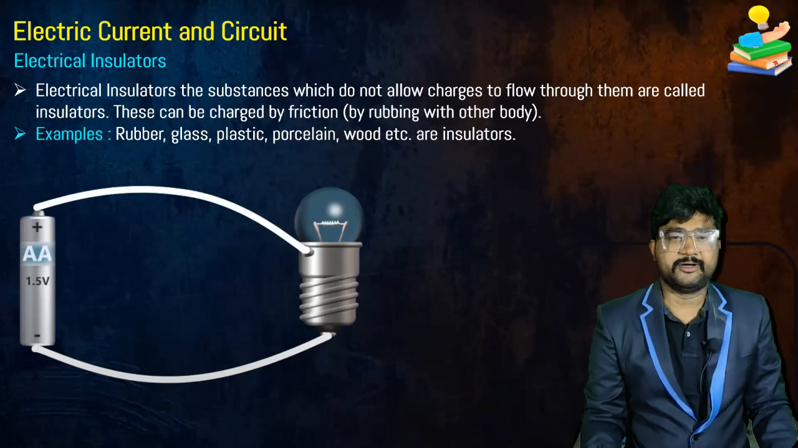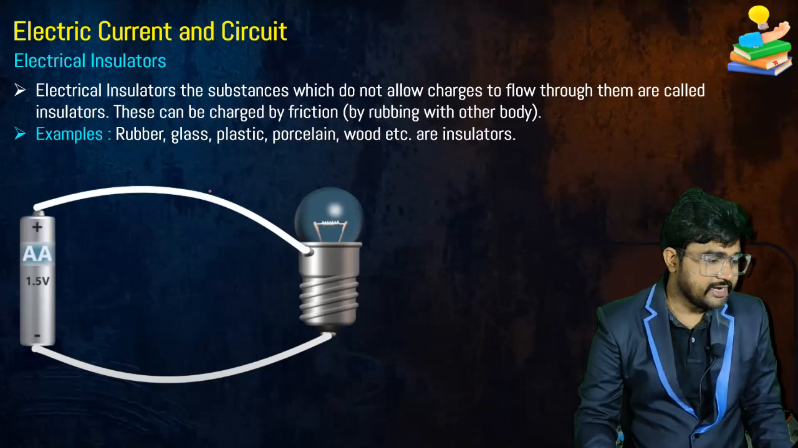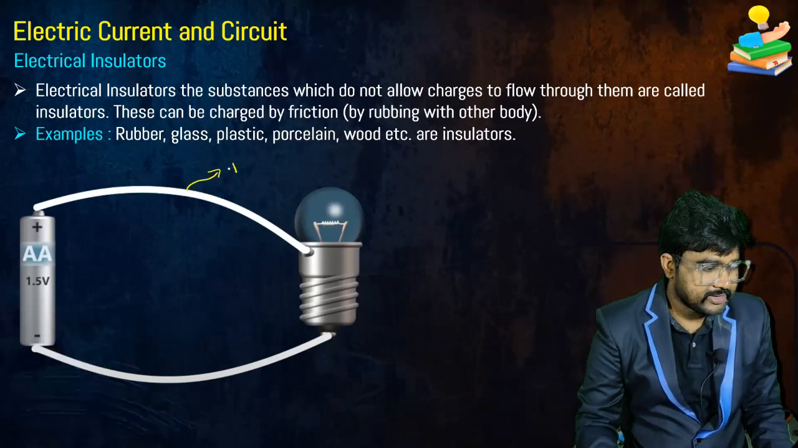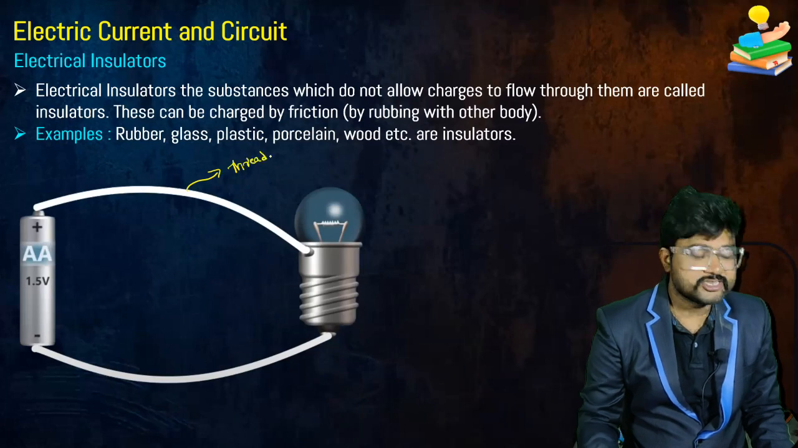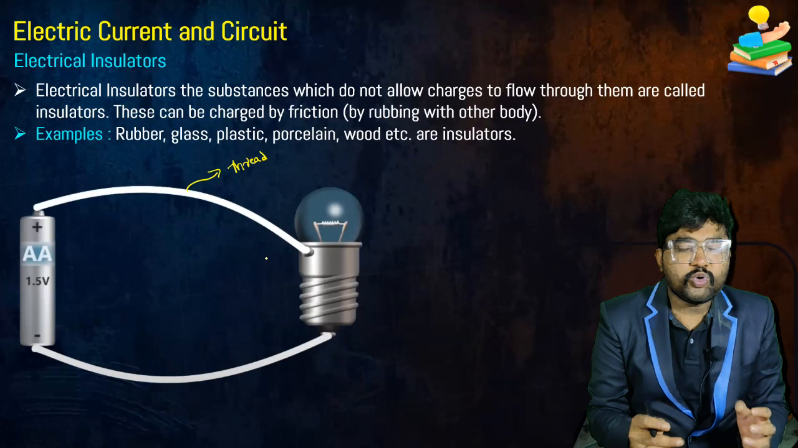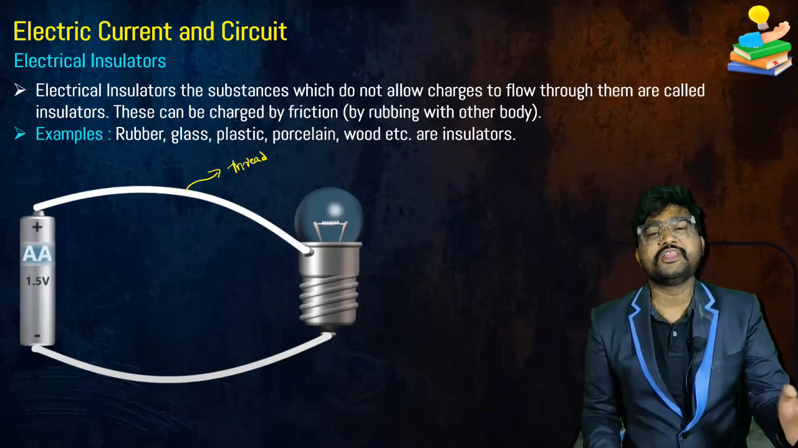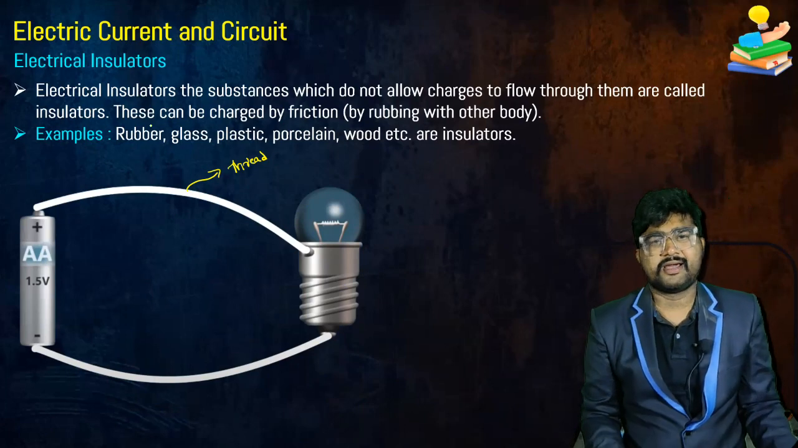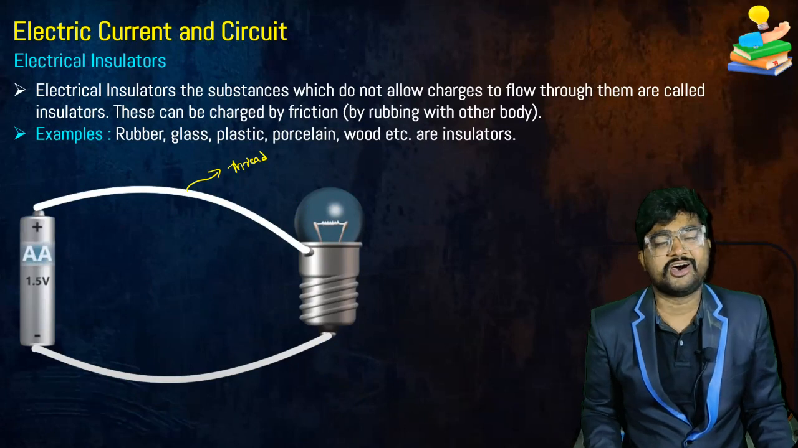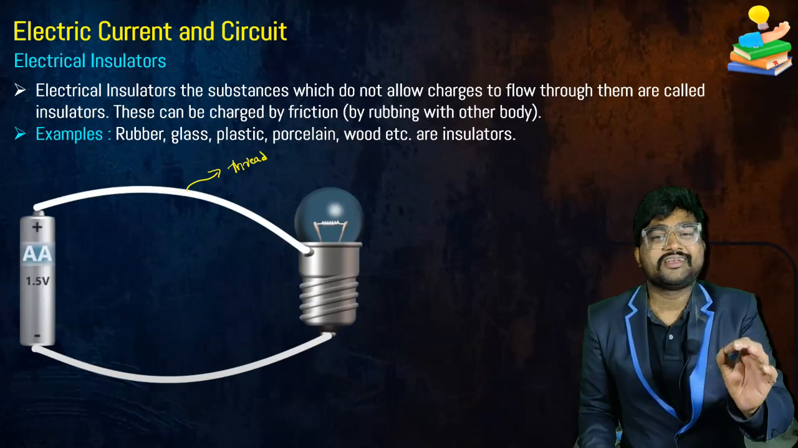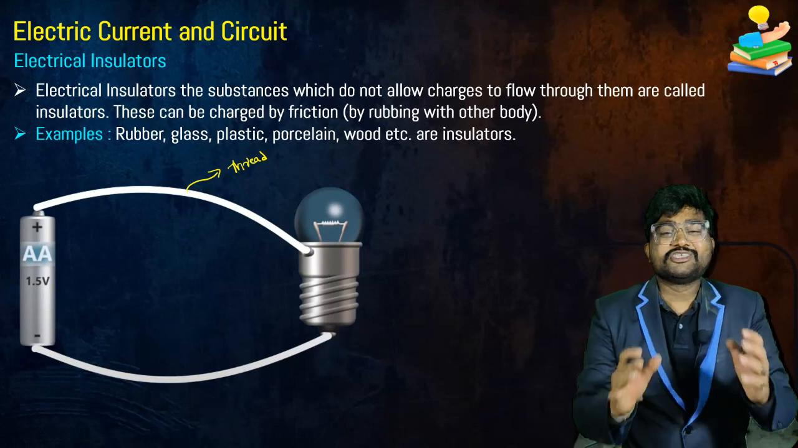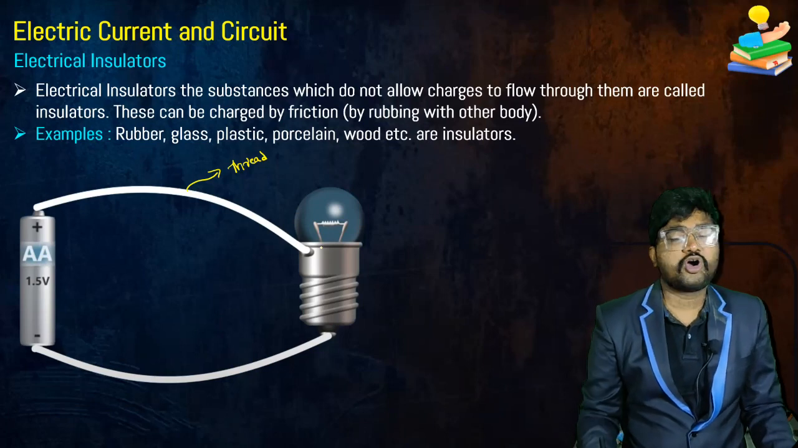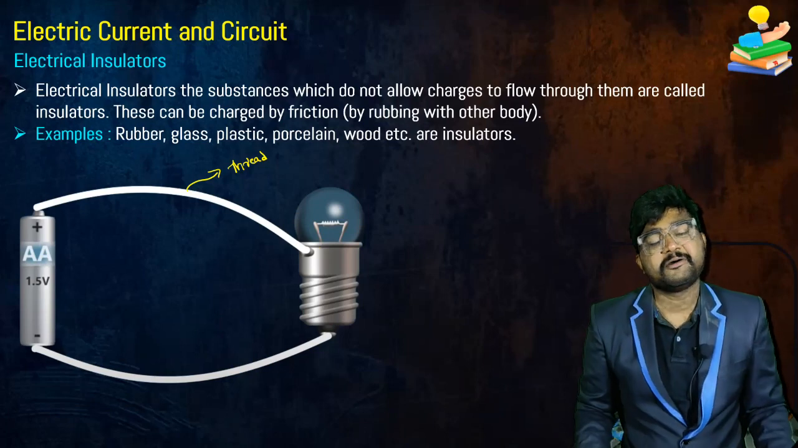Here I connected a thread. I replaced the copper wire and introduced a thread. Understood now? Are you observing any glow in the bulb? There is no glow in the bulb because this particular thread is made of rubber or normal woolen thread. Those things do not allow the electric charges to flow. Here there is no flow of electrons, so there is no electric current. That is why you are not observing any glow in the bulb.